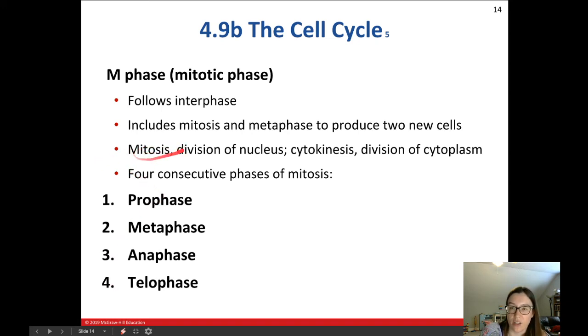Mitosis is going to be the division of the nucleus. So this is all talking about what happens in the nucleus. Whereas there's another process called cytokinesis, which is the division of the cytoplasm and the organelles. Usually mitosis starts earlier, and then cytokinesis is going to start happening at the end of anaphase, the beginning of telophase, and it's going to continue at the end of telophase. When mitosis and cytokinesis are both done, we'll have 2 different cells.